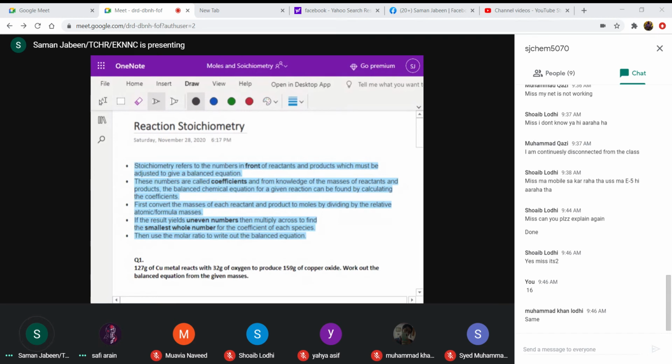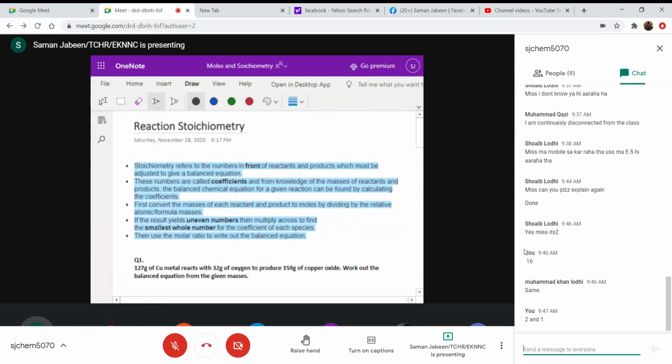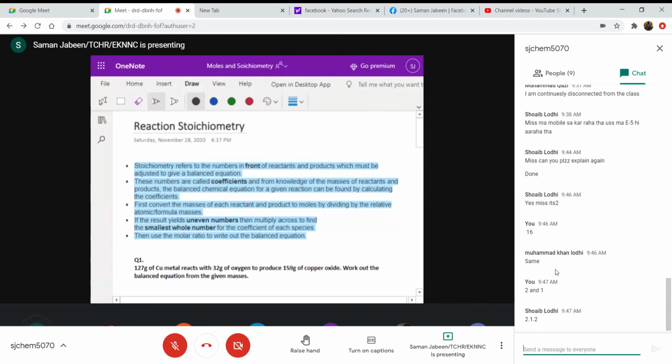Now, what is the molar ratio between copper, oxygen, and copper oxide? Copper is 2, oxygen is 1, and copper oxide is 2. So the ratio is 2:1:2. Miss, how is it?